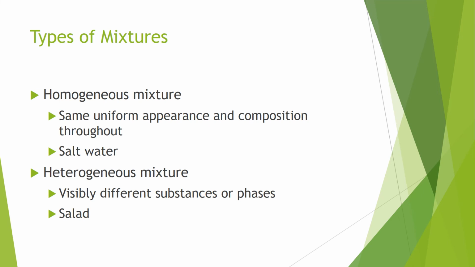And the last part of mixtures is that we have two different types of mixtures. I'm not sure that your book uses these terms, but these are two pretty common terms that we use. If you recall way back in 7th grade, we learned about the prefixes homo and hetero when we learned about genetics, homozygous and heterozygous. In this case, we're talking about the words homogeneous and heterogeneous. So remember that homo means same and hetero means different.